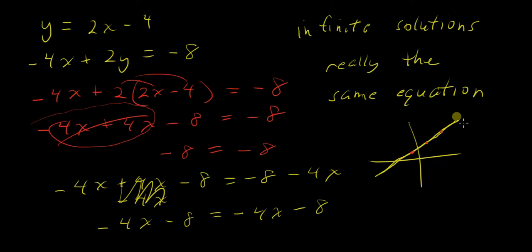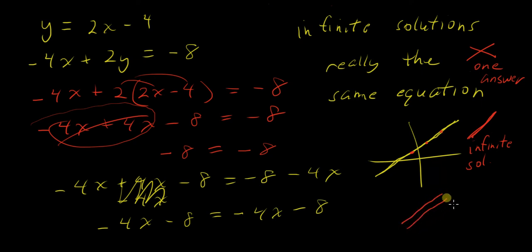So be prepared to either have a single answer, which is an XY pair, and that would be this case. If you have that, you're going to get one answer. If you have really where they're both the same equation, you're going to have infinite solutions. But the other thing that could happen is you could have parallel lines. And in that case, you're going to get no solution. So we're going to see one of those two.